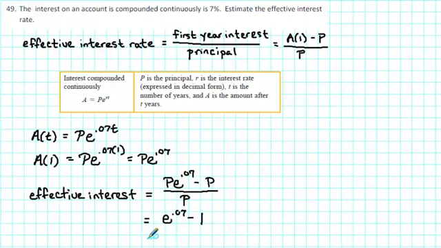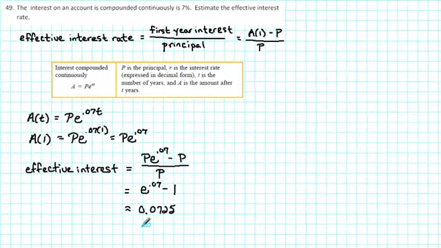We get approximately 0.0725. Writing this as a percentage, we get approximately 7.25%. So the effective interest rate on this particular account is 7.25%.